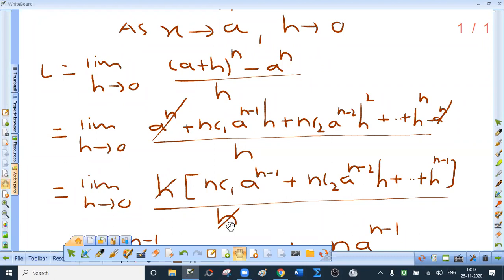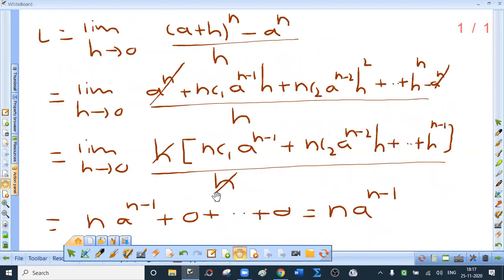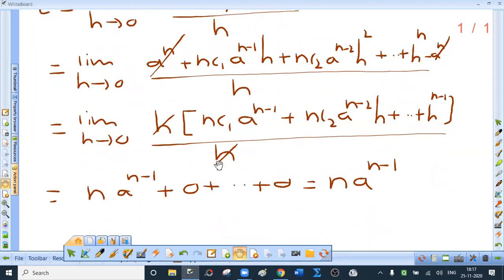Can I cancel h? Yes, I can. Of course, I have to mention the reason that h only tends to 0, h is not equal to 0. After that, we are in a position to evaluate the limit. To evaluate a limit means to replace every h by its limiting value, which is 0. Only the first term doesn't contain h. All the remaining terms do contain h or powers of h. What is nC1? n. So n into a raised to n minus 1 plus 0 and so on. So this is n into a raised to n minus 1. The result is seen to be true for all real values of n.